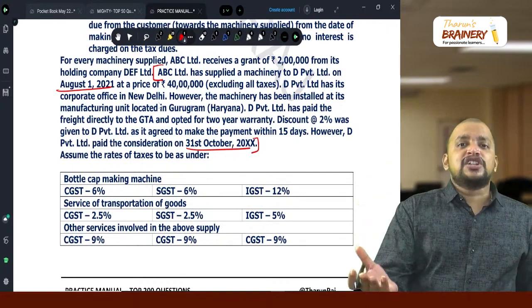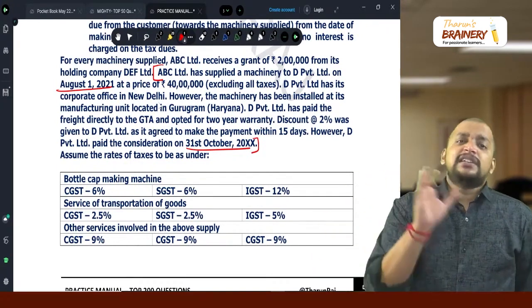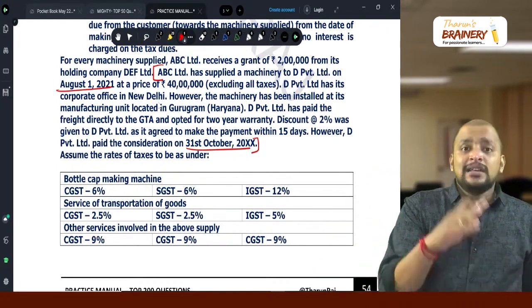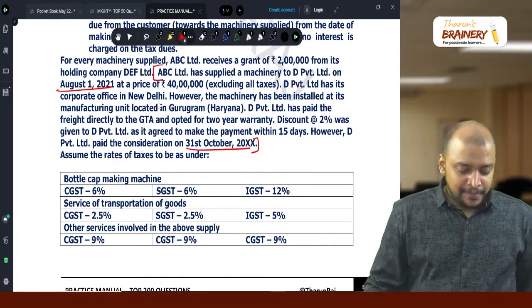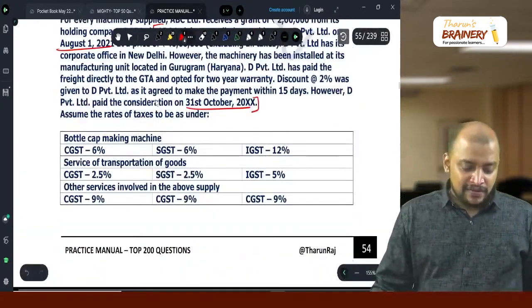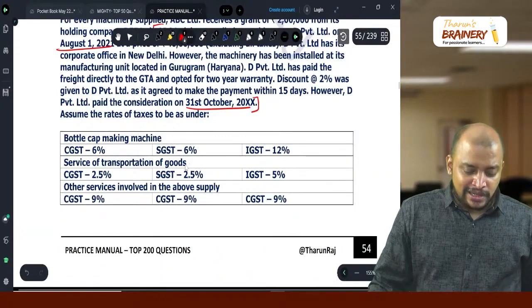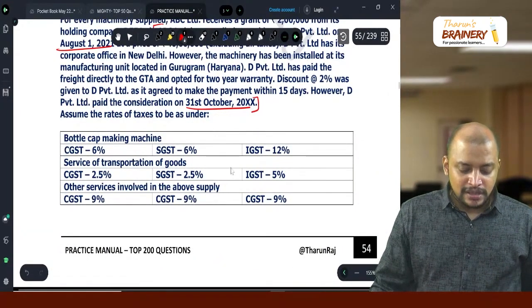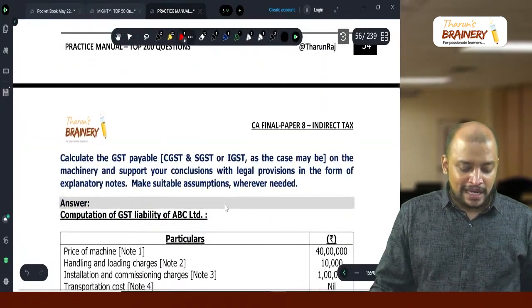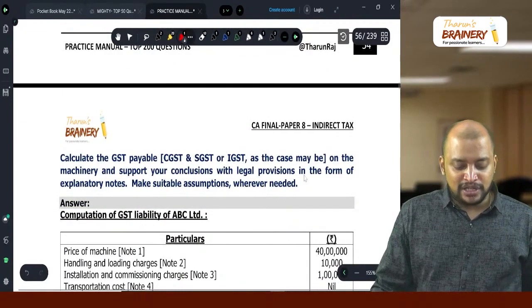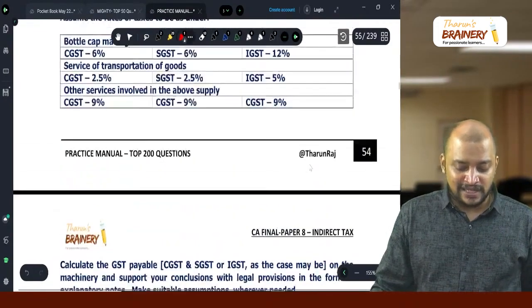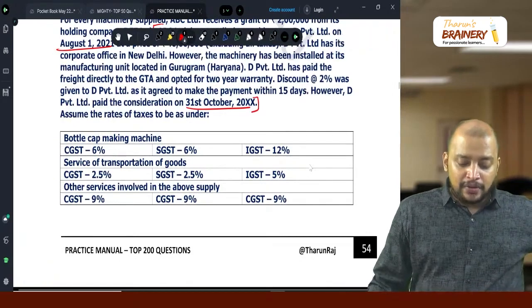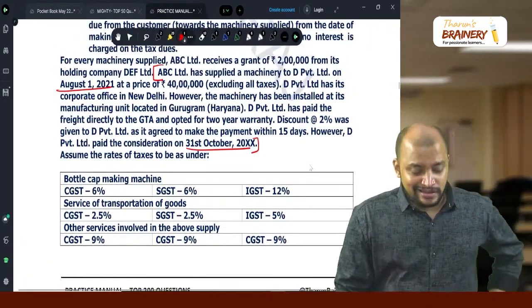So now this question needs to be answered in two parts. First, based on tax invoice, then based on debit note. Okay. So now the GST rates are given: bottle cap making machine, service of transportation of goods, other service involved in the above supply. Calculate the GST payable on the machinery and support your conclusions with the relevant legal provisions. Now, so we will start with the answer.